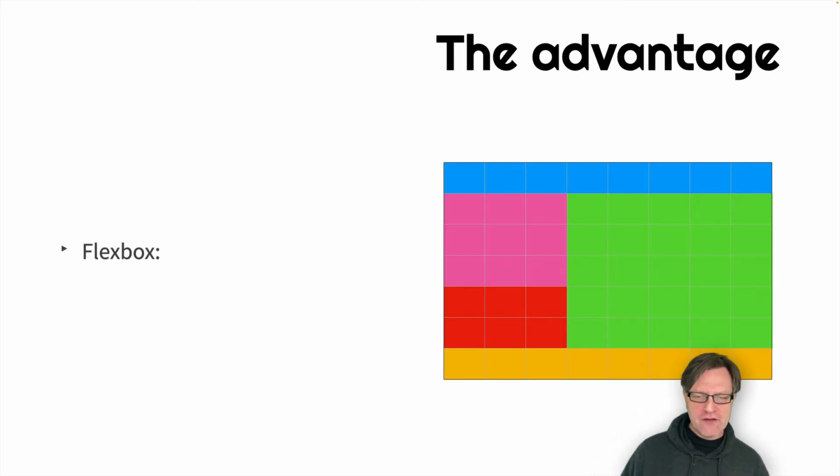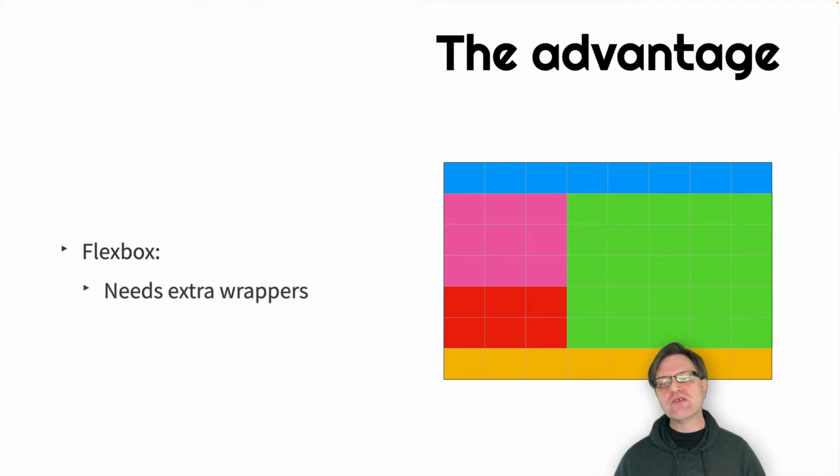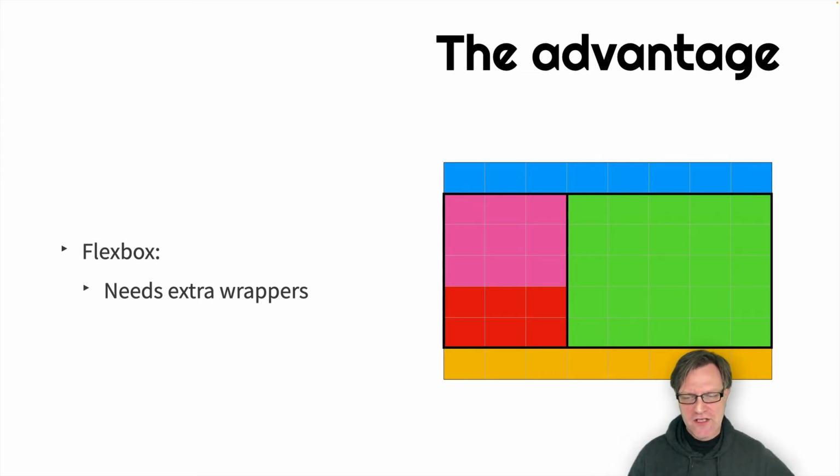If we compare to flexbox, you can use flexbox for a layout, but as I said, it is a one-dimensional layout, so you need extra wrappers for those. So you need a wrapper for the main part of the site here, because the main layout should be from top to bottom. That means a flexbox with a column layout. And then, of course, within that main part, you need another wrapper to have, again, a column layout for the two left parts here.